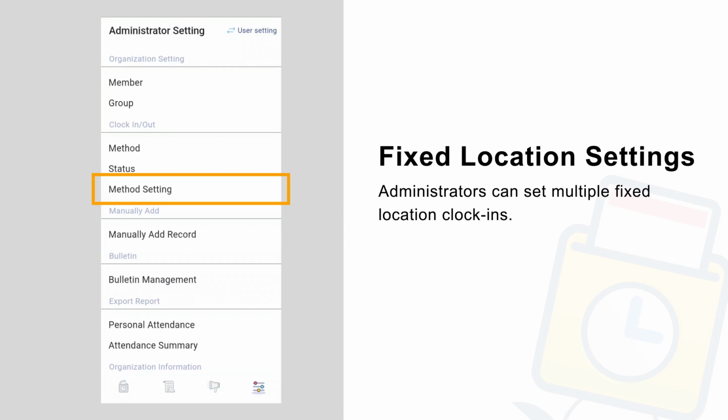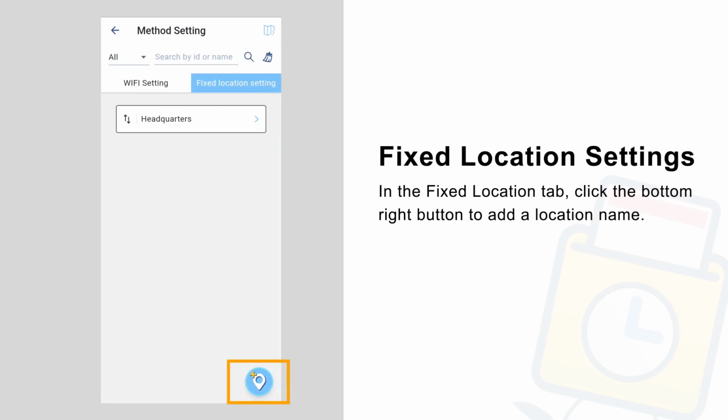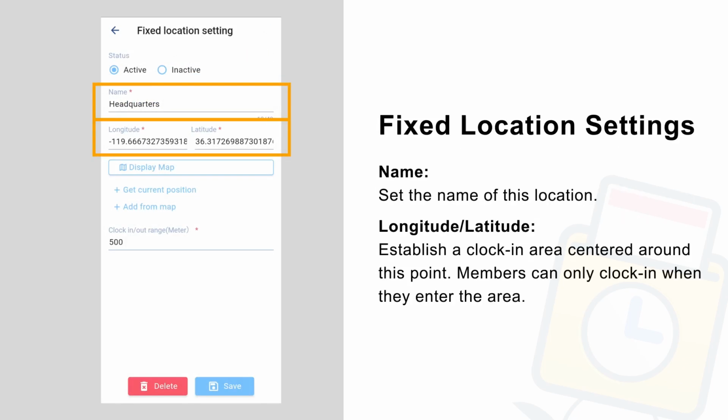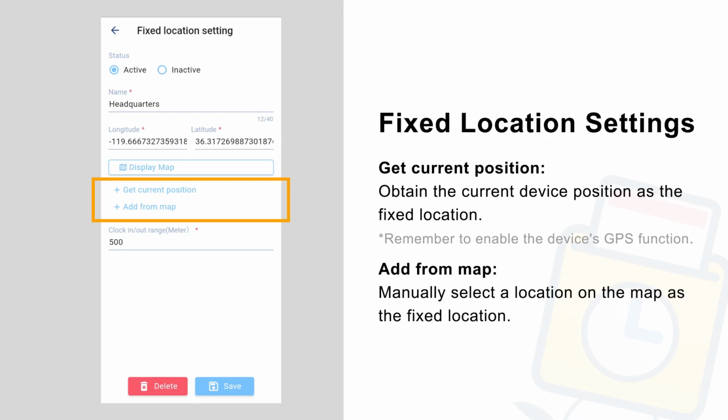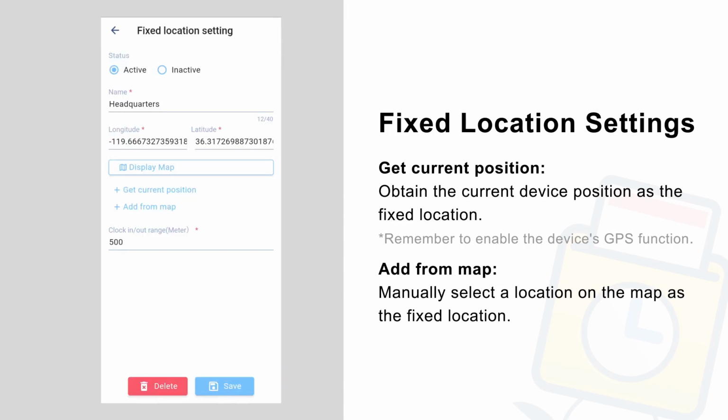Specify a map location and effective distance for members to clock in when they enter the area. In the Fixed Location tab, click the bottom right button to add a location name. Fill in the location name, longitude, and latitude to create a clock-in area centered around that point. Members can only clock in when they enter the area. Automatically get the current device's location as a fixed location, or use the map to manually select a location.